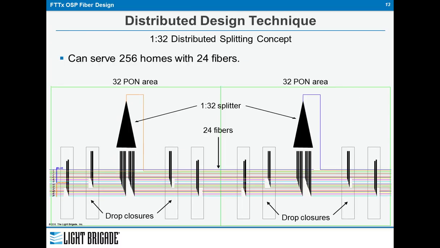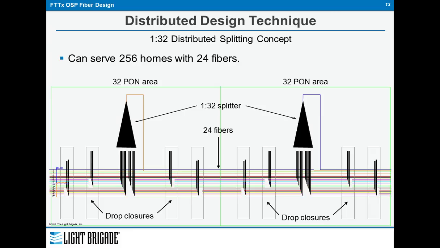This is our first color slide. Graphically, it represents quite well one of the advantages of a distributed split. In this case, we're using a 1 by 32 splitter. We're feeding an area of 256 homes, so we're going to require about 8 splitters to make that happen. And where we locate those splitters, it could be in a variety of configurations. Could be in a splice closure, an access terminal.